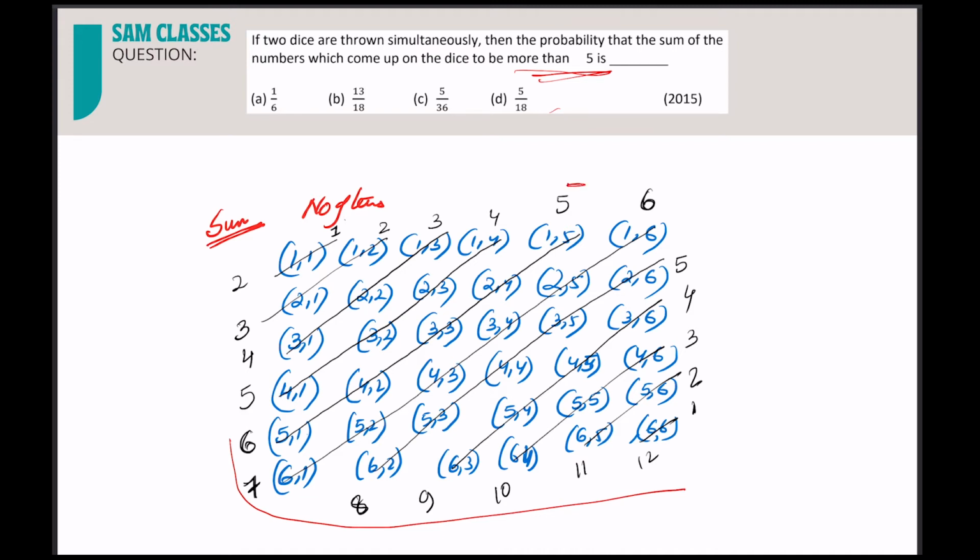For 6 we have 5, 6, 5, 4, 3, 2, 1, directly added. So 5 and 5, 10, 6 and 4, 10, 20 and 6, 26 by 36. That's it, so 26 by 36, which is 13 by 18. See, if you make it like this, it becomes very easy. You have to think a lot, but here I took less than 2 seconds. If this is there in your brain, you can do it ASAP.